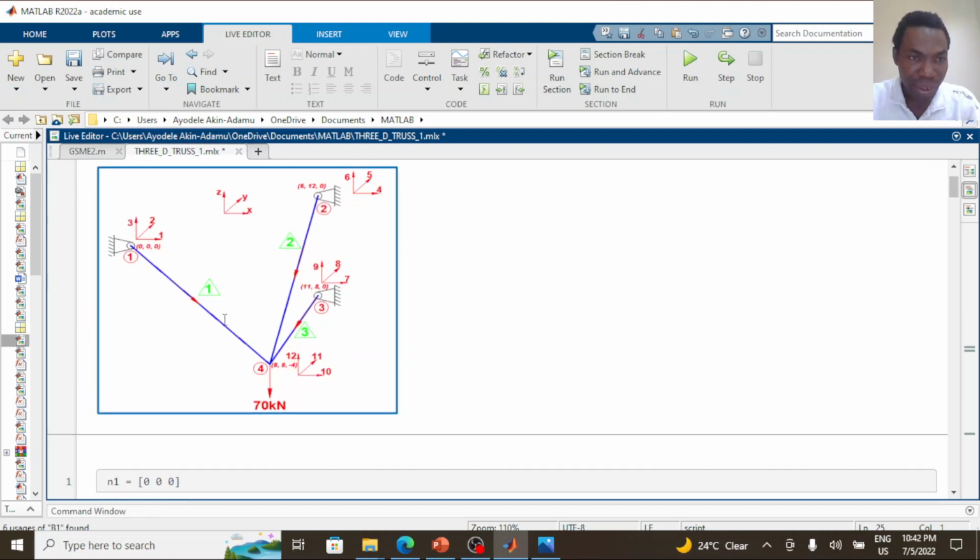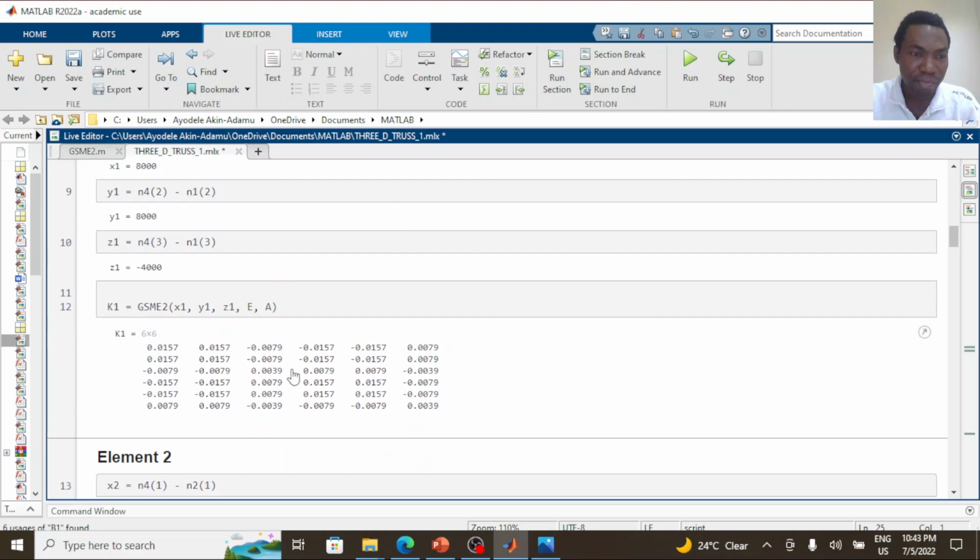This is element 1. Element 1 has 2 nodes, node 1 and node 4. Node 1 has 3 degrees of freedom, 1, 2, 3. Node 4 has 3 degrees of freedom, 10, 11, 12. Because the arrowhead is pointing from node 1, I will start my counting from node 1. So for element 1, it will be 1, 2, 3, 10, 11, 12. Do you understand? 1, 2, 3, 10, 11, 12.